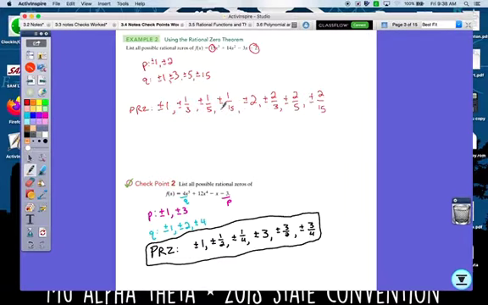All right, so there's quite a lot of possible rational zeros. 16 of these. But it definitely narrows it down from an infinite number.